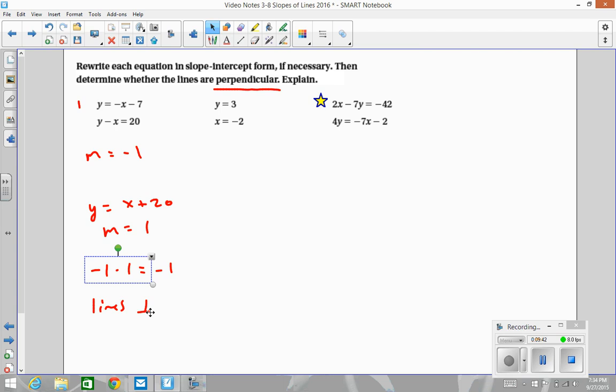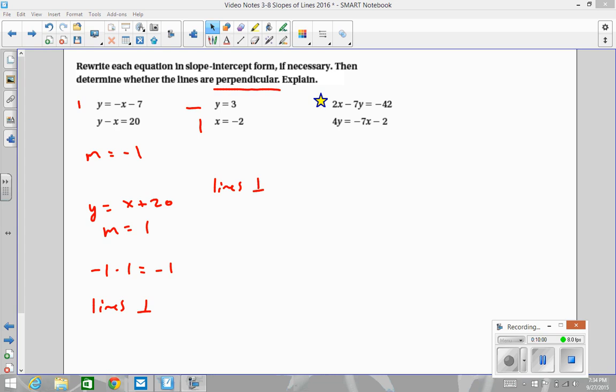Okay. For the second one here, those are special lines. This was a horizontal line, that's a vertical line, and therefore we know these lines are perpendicular. All right. So you need to solve this last one for y, and then we'll check and see how you did on that one.